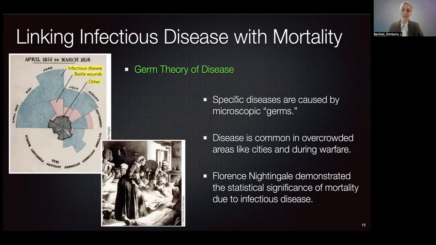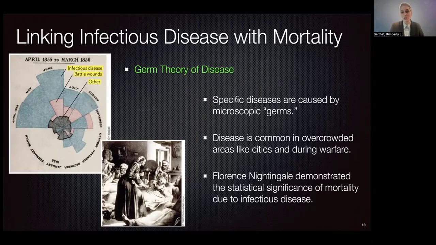Let's go ahead and look at the germ theory of disease. Here we're going to start associating microorganisms with disease. We know that disease often happens in overcrowded areas. This can be in big cities. We see the spread of disease rapidly. And it was also happening during warfare times.